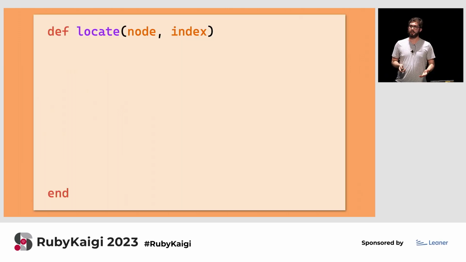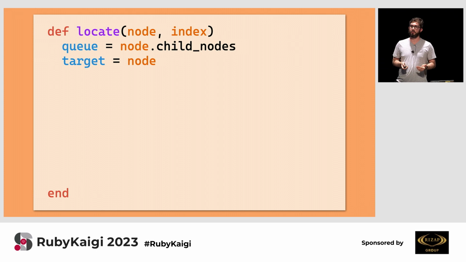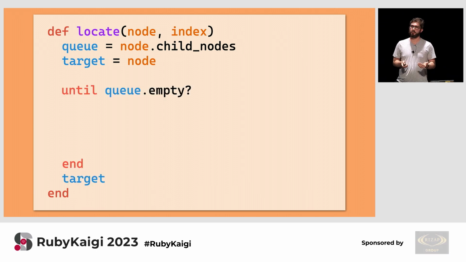In code, we can implement this as a locate method that receives the node, the initial node that we're searching inside, and the index that was requested by the user with Goat's definition. We begin by creating a queue of nodes with the child nodes of that initial node in the AST that we receive. And we initialize the target as that first node. Then until our queue is empty, until we finish going through all of the nodes in the AST, we're going to be doing some comparisons, and at the end of the loop, we return the target we discovered.